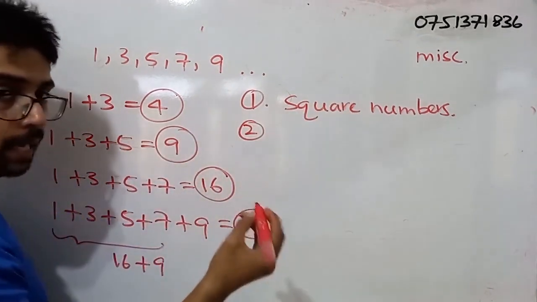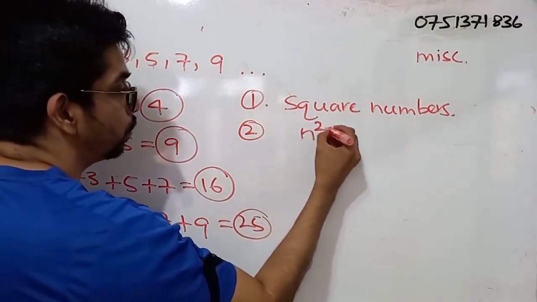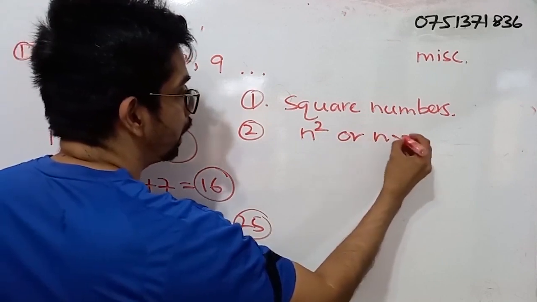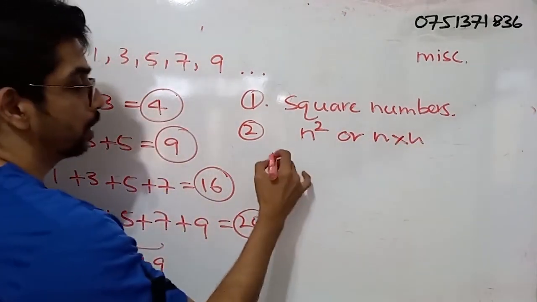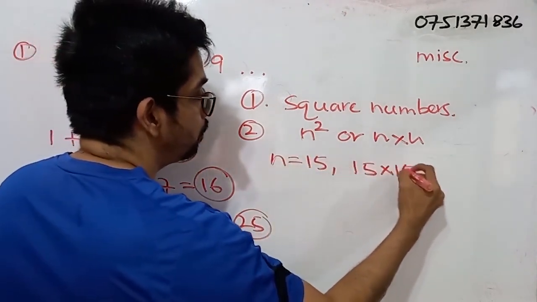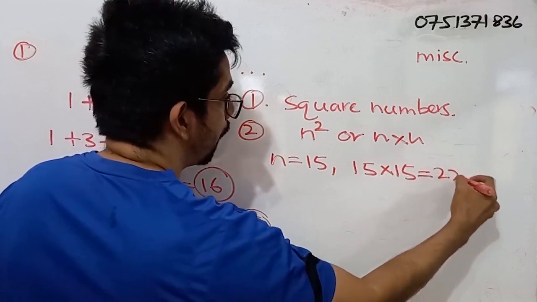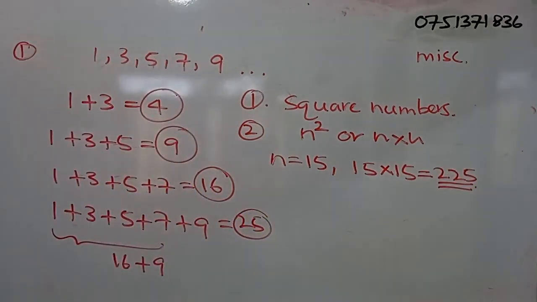When we talk about square numbers, we know the general term is what? N squared or n times n. So here n is what? 15. So n is equal to 15. That means 15 times 15. So here the answer is 225. The answer is 225.